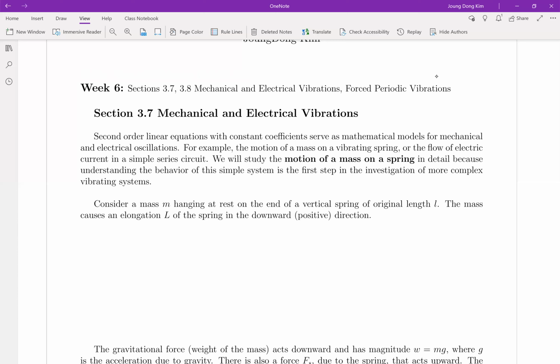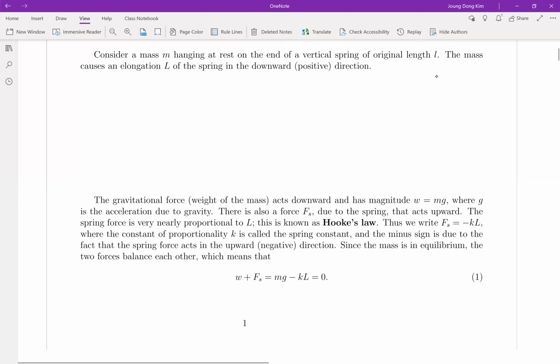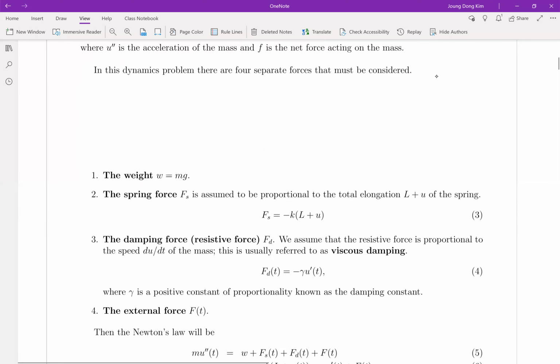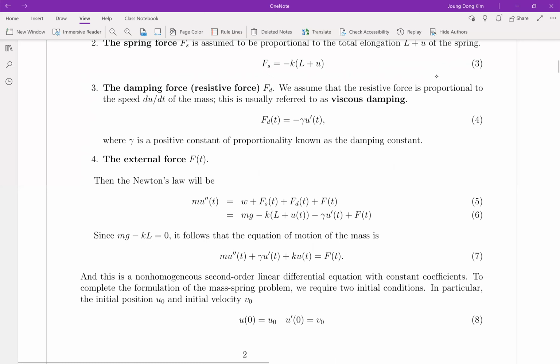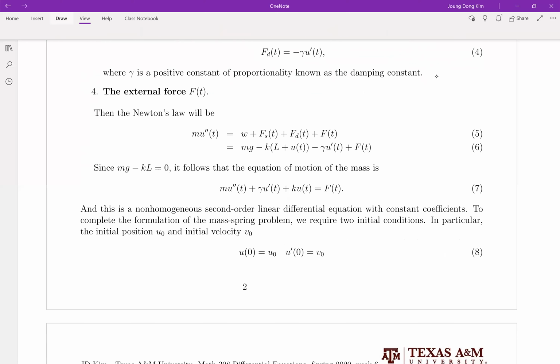During the very last class, we talked about how we can derive the differential equation for vibration motion. So maybe we can start from here. As we talked about, there are four different forces. The first is weight, the second one is spring force, the third one is the damping force, and the very last one is external force. When you combine everything, then you will have this equation.